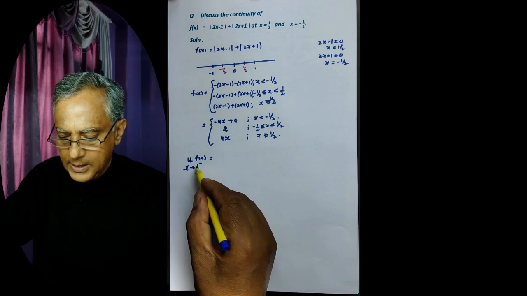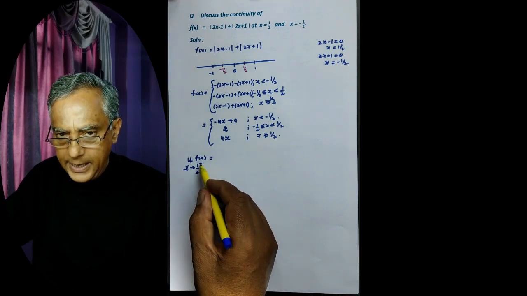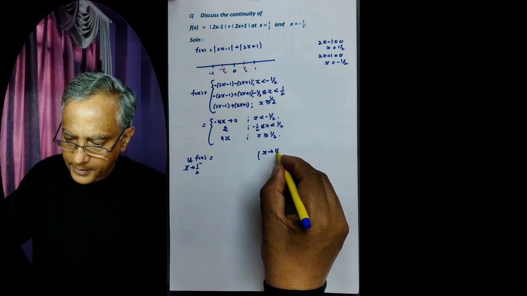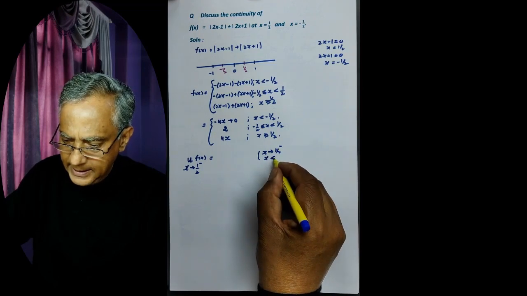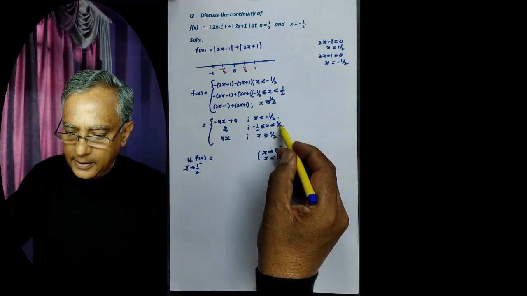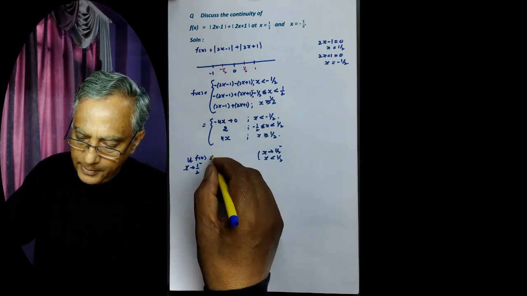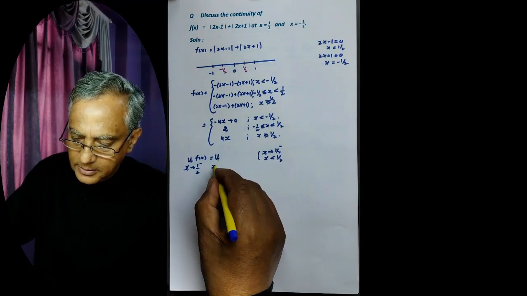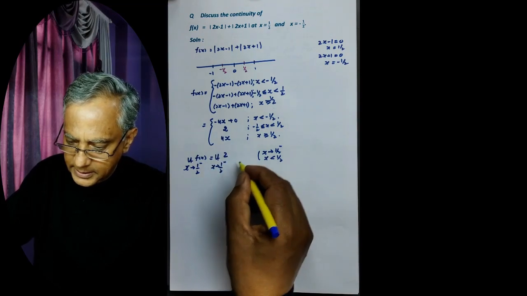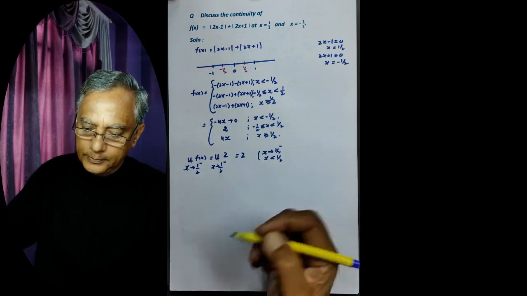First is x equal to half. x approaches half from the negative side, f(x). Now, x approaches half from the negative side means x is less than half. So x is less than half is here. So this definition will be used. Limit x approaches half from the negative side of 2, and this is equal to 2.